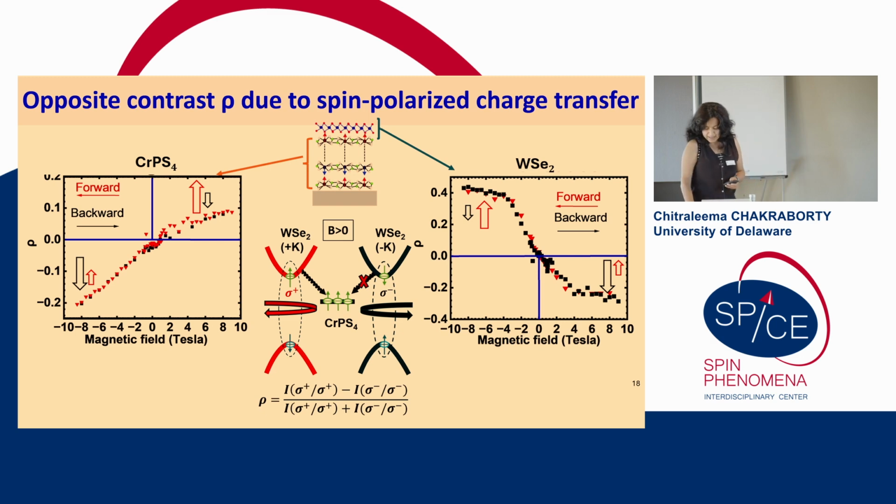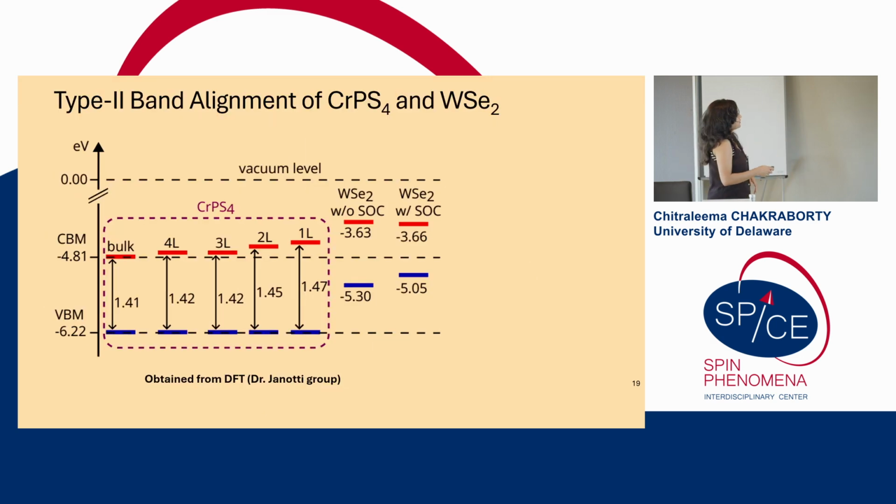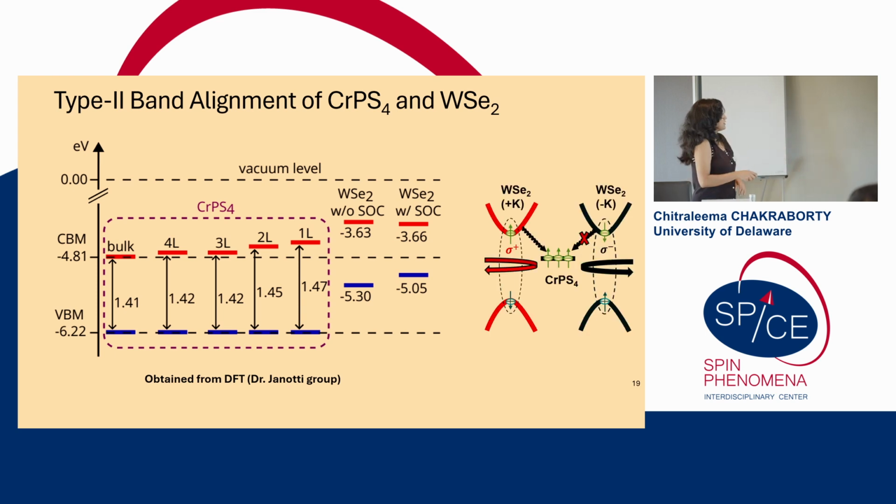This was also confirmed using DFT, where you can take the bulk down to even a monolayer, and you can see that the alignment always remains type 2, irrespective of the number of layers. Even if you include the spin orbit coupling, the type 2 alignment remains, with some change in the energetics, of course. And this again confirms that you are suppressing one of the valleys over the other when you are getting this kind of magnetic order in this material at a magnetic field.